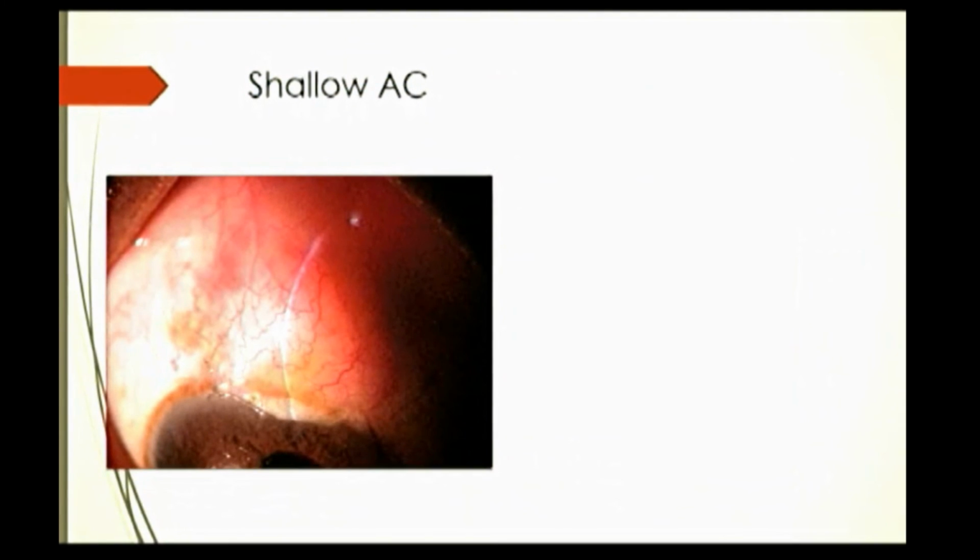Okay. So this is another case of shallow anterior chamber. Anyone else? Anybody? This side. Should I choose? Dr. Hana?